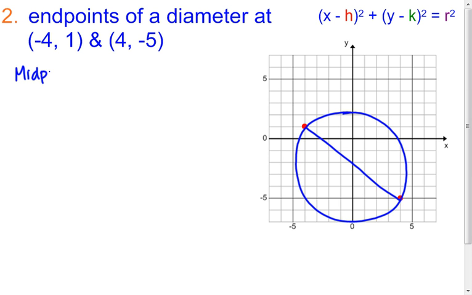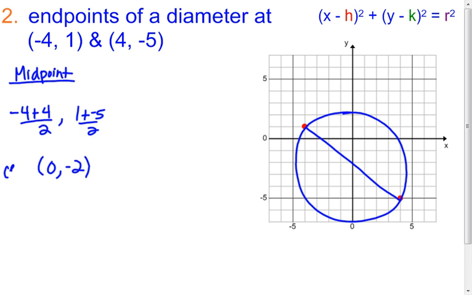Okay? So when I use the midpoint formula, remember that you average the x's and you average the y's. So I will add -4 plus 4 divided by 2 and 1 plus -5 divided by 2. Well, -4 plus 4 is 0, divided by 2 is 0, and 1 plus -5 is -4, divided by 2 would be -2. So this gives me the center of my circle. Okay, so the center is at 0, -2, which I did actually a pretty good job of estimating that. Here's the center of your circle at 0, -2.